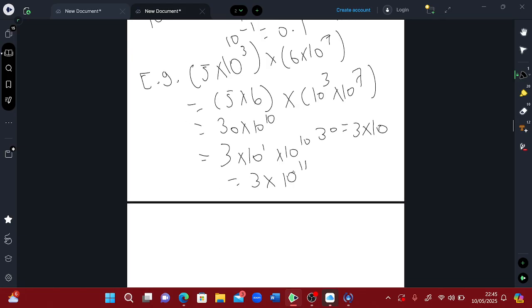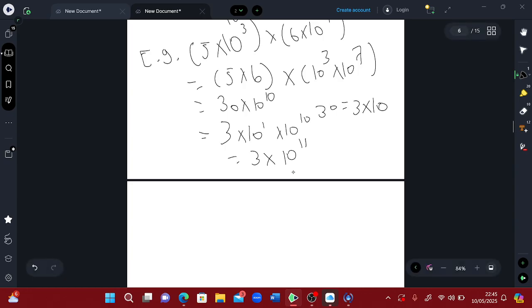Okay. So that's how you do that sort of thing without a calculator. Times the, again, split it up essentially. So do the integers first, the normal numbers, and then times the powers, and then bring them together. Okay.